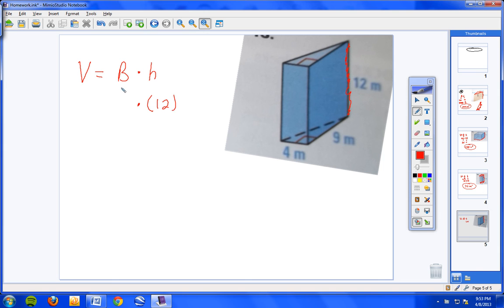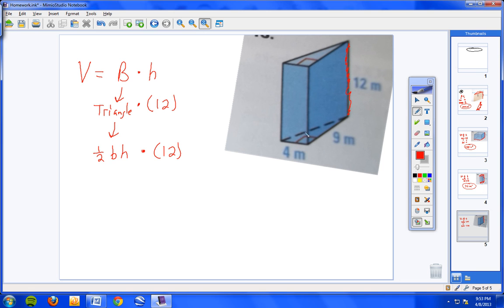Now what is my base? It is a triangle. Is it not? Sure it is. And how do you find the area of a triangle? 1/2 base times height. Of course, bring down your 12 right here. There we go.